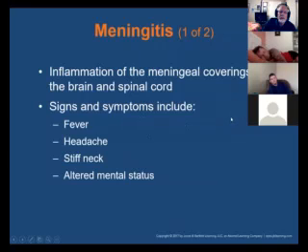Meningitis, that's an inflammation of the meninges, that protective layer around the brain and spinal cord. It can either be bacterial or viral, and that triggers that inflammation. We'll talk more about it later, much later, but the signs and symptoms: fever, headache, stiff neck, clinically known as nuchal, N-U-C-H-A-L, nuchal rigidity.